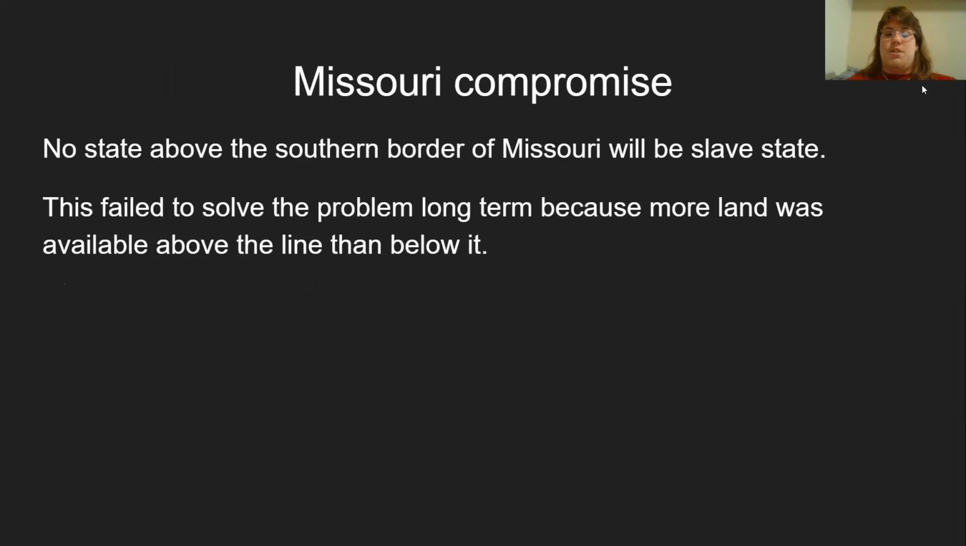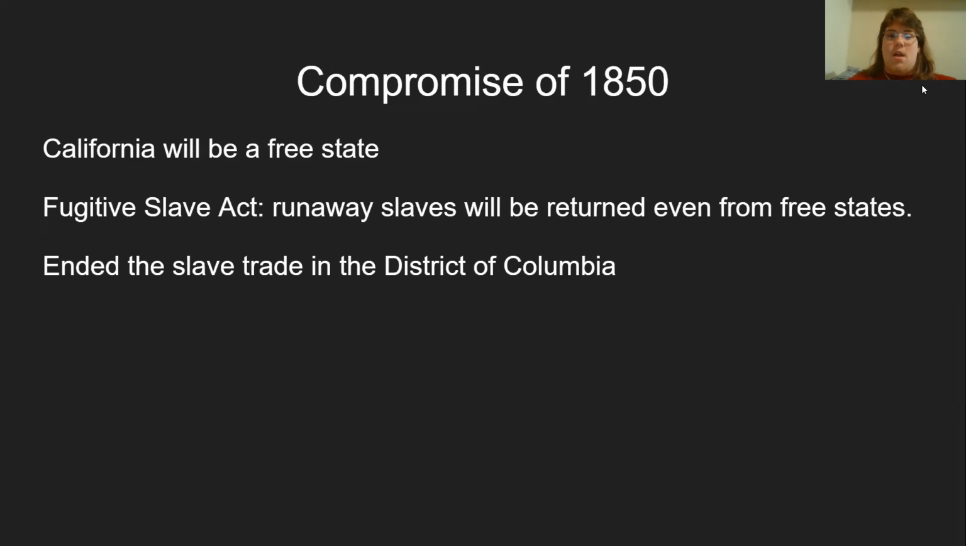So the first act to try to limit slavery was the Missouri Compromise. No state above the southern border of Missouri would be a slave state other than Missouri. This failed to solve the problem long term because the majority of the land that they were talking about would have been free states. And the Southern slave owners really didn't like this.